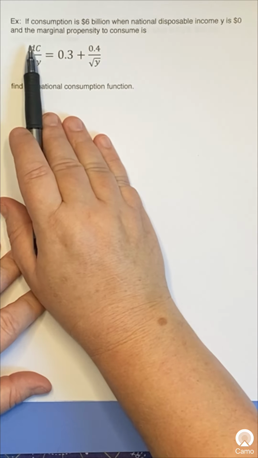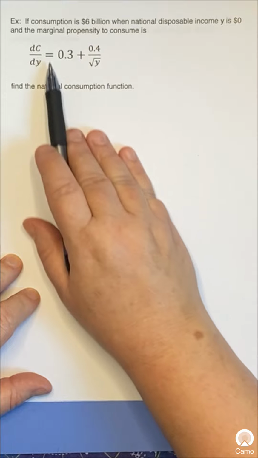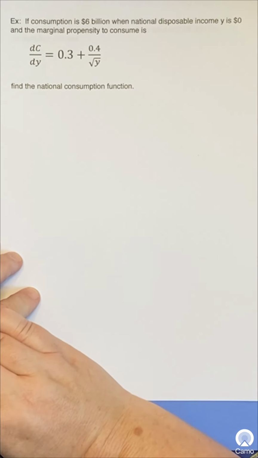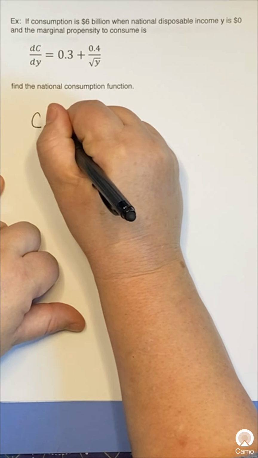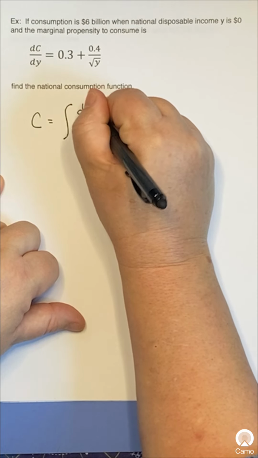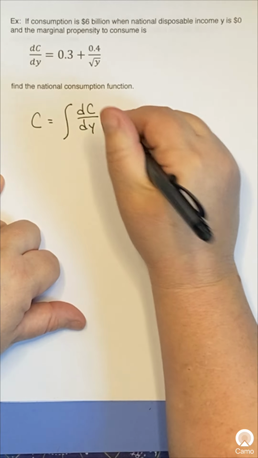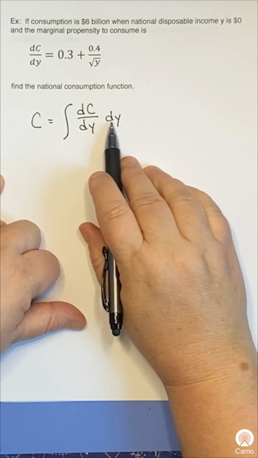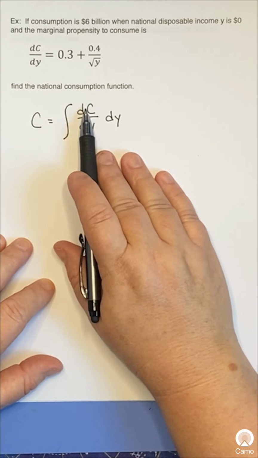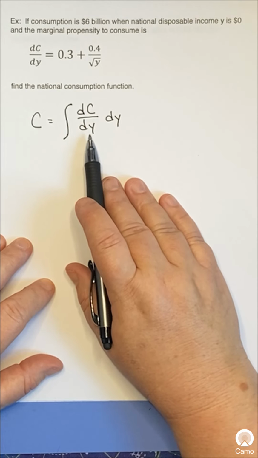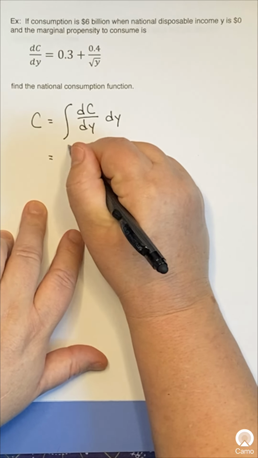So if consumption is $6 billion when national disposable income is 0, and the marginal propensity to consume is dC/dY, the derivative of C, consumption, with respect to Y, is this beautiful, glorious equation, find the national consumption function. So again, I'll remind you, consumption is equal to the integral of its derivative. And remember that since we're not working in X, we're working in Y, we've got to include this little guy, very cute little dy. So we're taking the integral of the marginal propensity to consume with respect to Y and getting the consumption function.